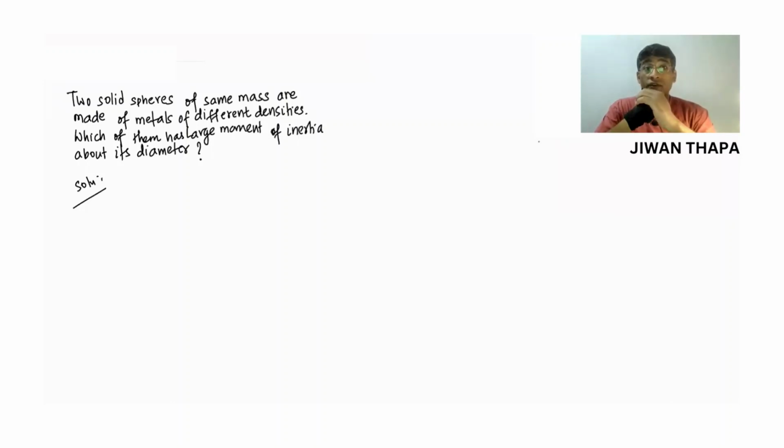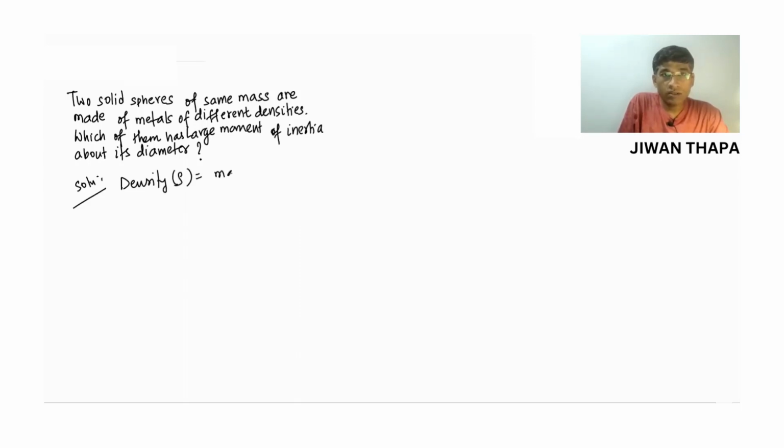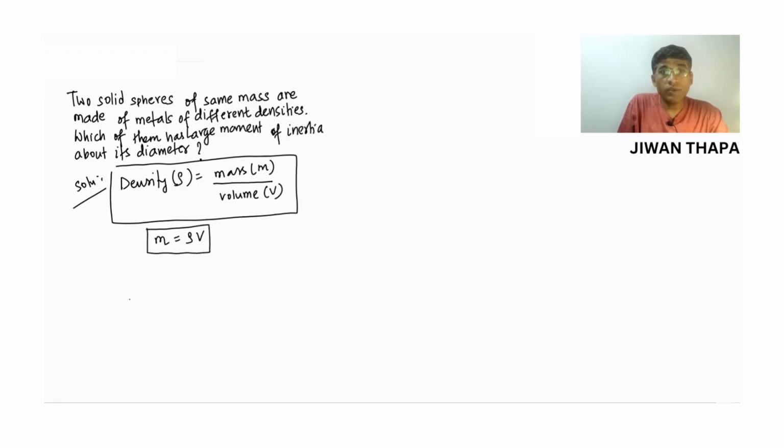Two solid spheres of same mass are made of metals of different densities. Which of them has large moment of inertia about its diameter? We know density rho equals mass m by volume V. Therefore, we can write mass m equals density times volume. So we have this.